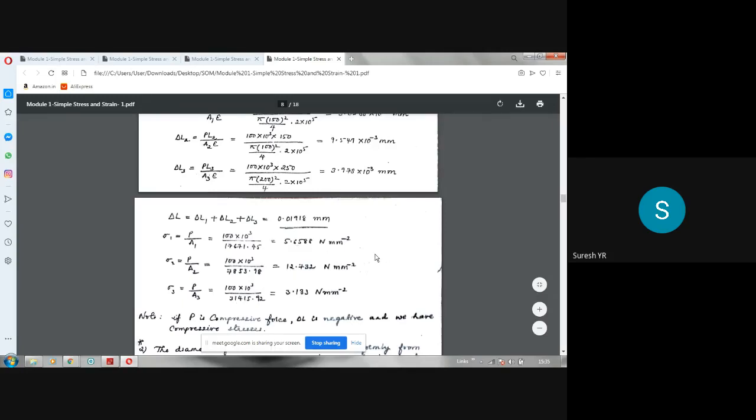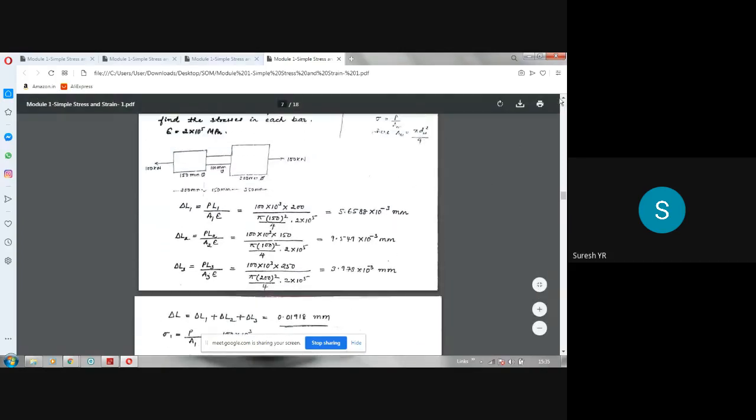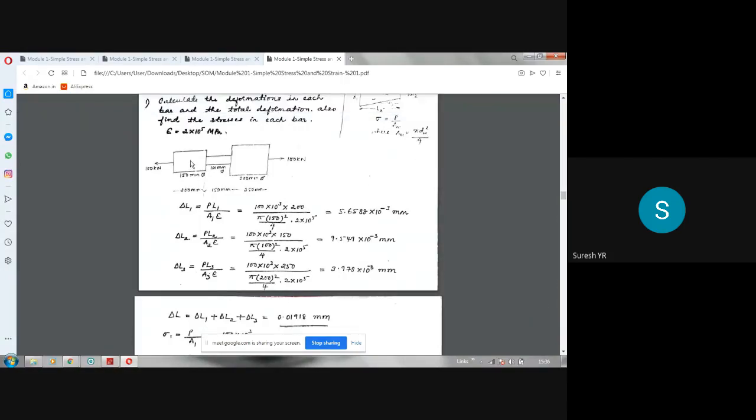And one more thing I have told in this: suppose they ask you to find the strain in each bar. In first portion, strain is given by delta L1 by L1, epsilon 1. That has not been done here. But if they ask you to find the strains, they are represented as epsilon 1, epsilon 2, epsilon 3. Epsilon 1 is delta L1 by L1. Epsilon 2 is delta L2 by L2. Epsilon 3 is delta L3 by L3. You know the values of delta L1, delta L2, delta L3, and L1, L2, L3 also you know. Just take the ratio, you are going to get the strains in the three bars.